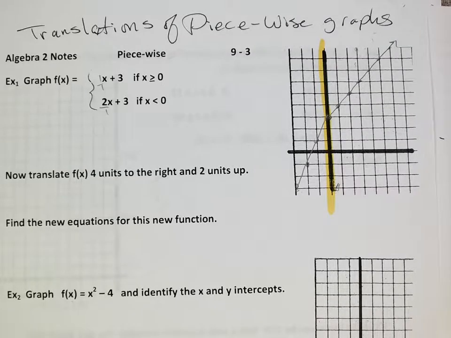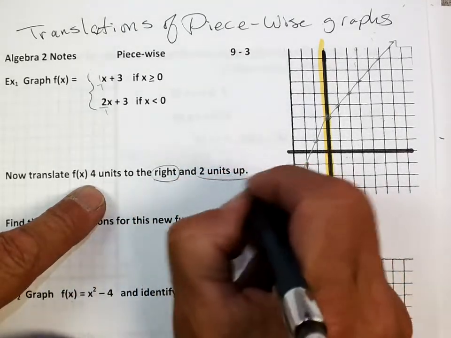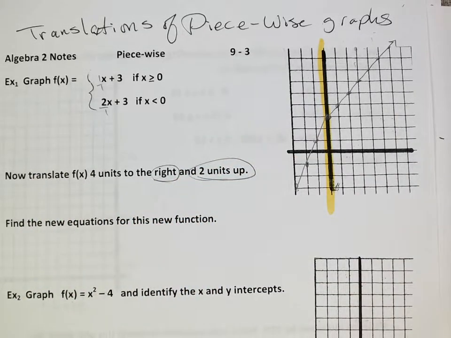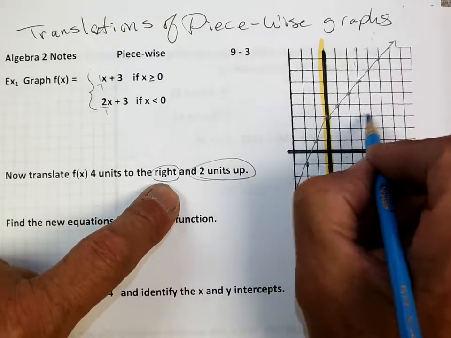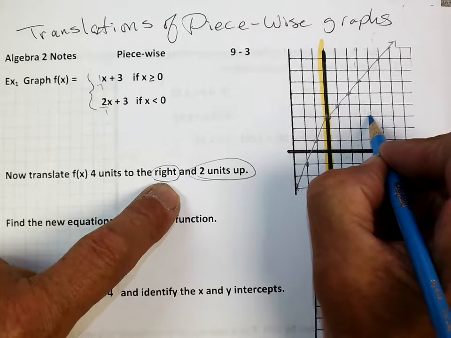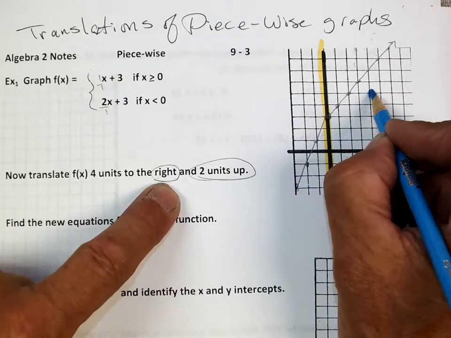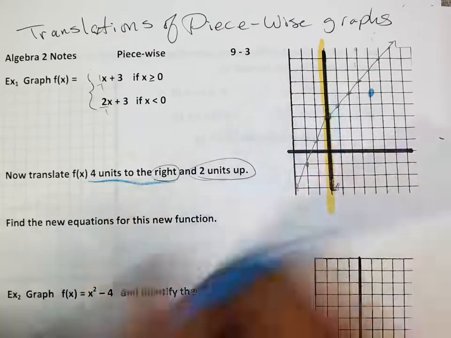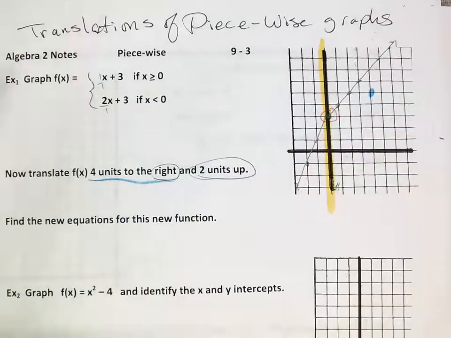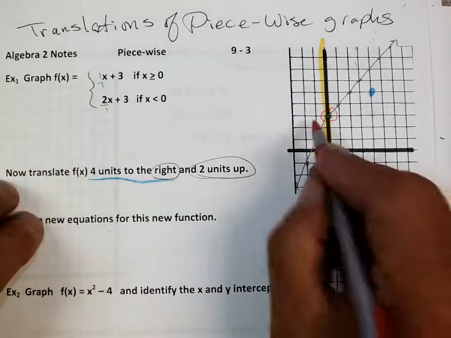Okay. Now, translate f(x) 4 units to the right and 2 units up, okay? So then what I'm going to do is take every single point and move it 4 units to the right. So I'm going to go 1, 2, 3, 4, and then up 2, okay? So this little spot, this little bendy spot, I moved 4 and 2, okay? How's that? So I'm really moving, I'll circle, this point right here because that's the bendy point. That's where they're connected, right? So I just move that 1, 2, 3, 4, up 2.